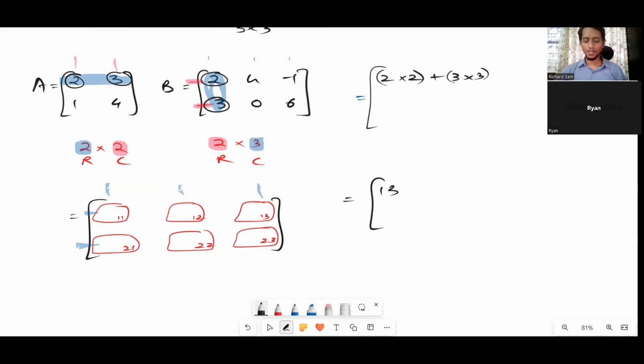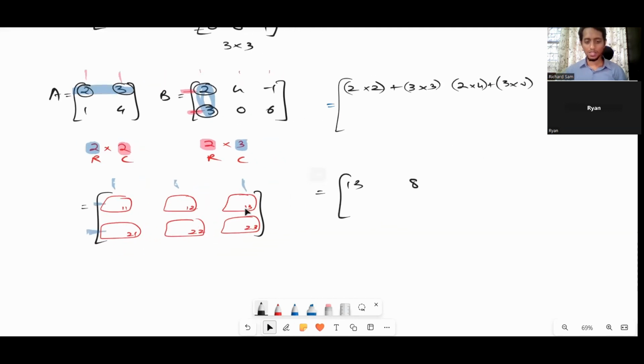Now to get this 1, 2, what do we have to look at? First row and second column. So now tell me what will be that value? Same way. 2 into 4 plus 3 into 0. Correct? Okay. So how much is that? 8.